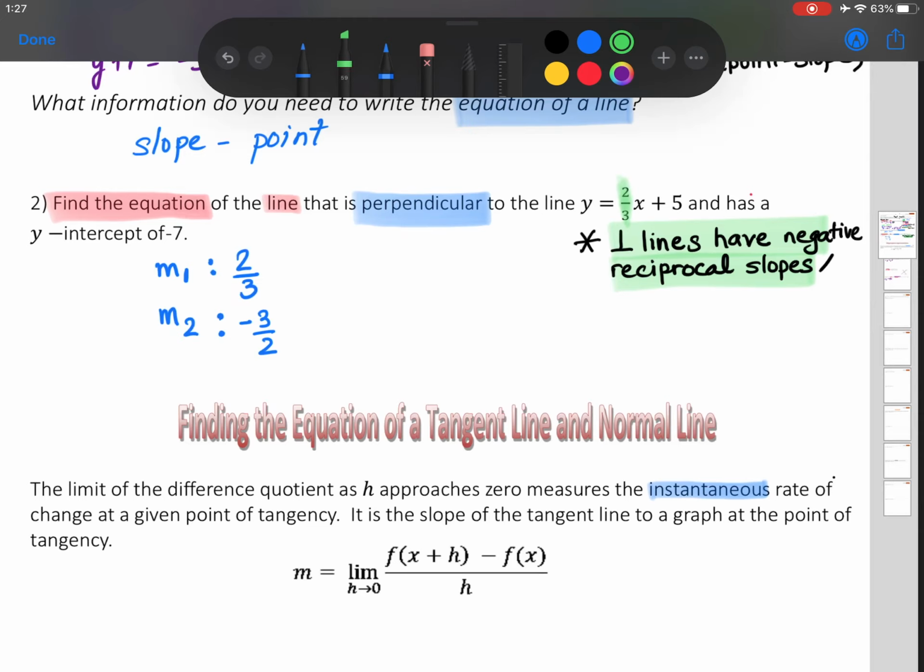So this is the slope of my line that's perpendicular to it, and I already know my y-intercept. So can I write my equation? It's going to be y equals -3 over 2 x minus 7. And that's all I needed to do for this question.